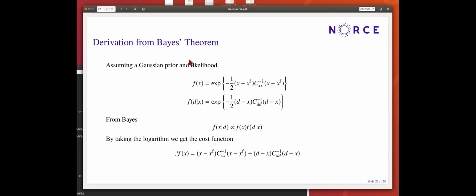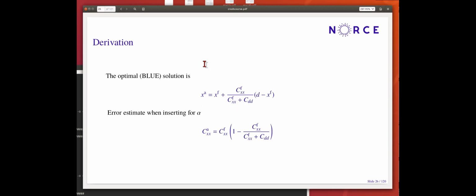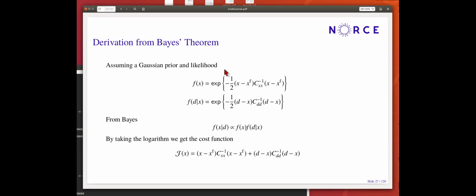So let's go back to the derivation. The one I used now is basically the one used in control theory or estimation theory, and they are not used to including Bayes in the discussion. Assume now that we start with Bayes again, and we define a Gaussian prior for x and a likelihood function defining Gaussian measurement errors. From Bayes, we say that the posterior of x given d is proportional to the prior times the likelihood. And then we get this simple cost function.